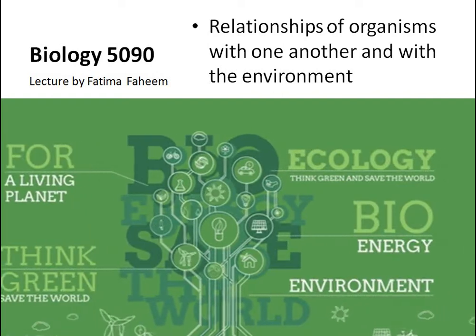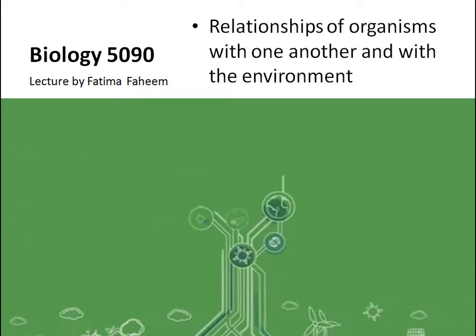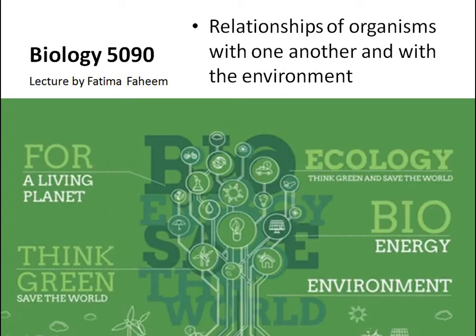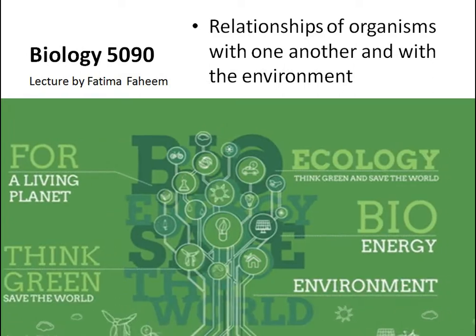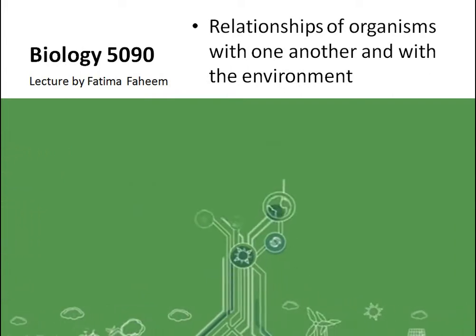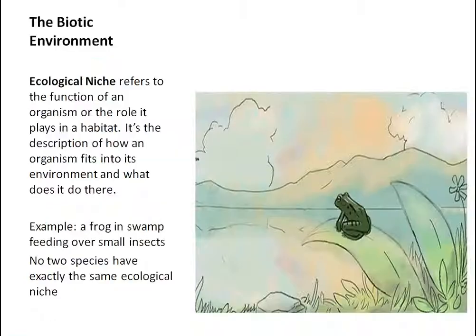Okay, students, we are done with abiotic factors. Obviously, we are continuing with the chapter of ecology, relationship of organisms with one another and with the environment. We have gone through the abiotic factors. Today, we will start the biotic factors of an ecosystem.